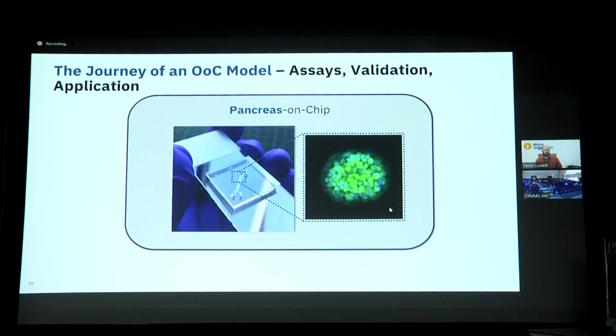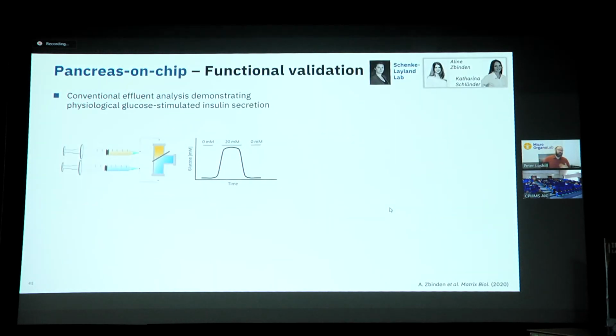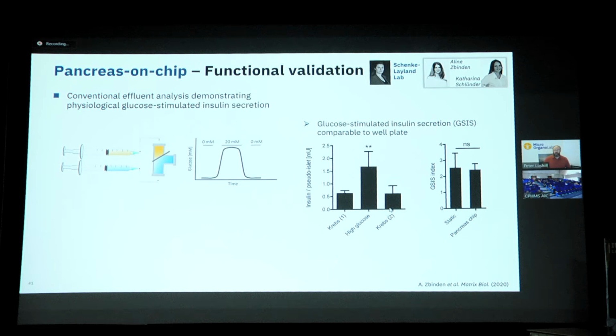The next model is the pancreas-on-chip model. And here we have used first very traditional readouts. So first of all, we looked at low glucose and high glucose conditions and looked at the insulin response. And here you can get the so-called GSIS index, so the glucose-stimulated insulin secretion. And this is very comparable to a well plate.